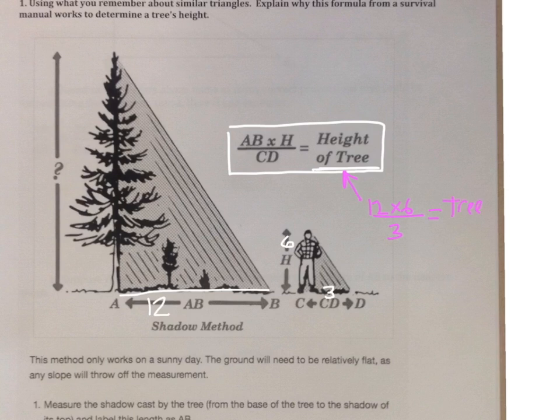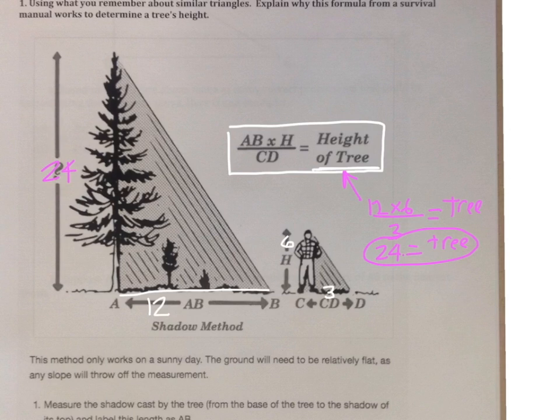And that will help us figure out how tall the tree is. So 12 times 6 is 72, divided by 3 is 24. So the tree would be 24 feet tall. Alright, according to the measurements I made up, it seems like it makes sense that 24 would be right. But why does the formula actually work?